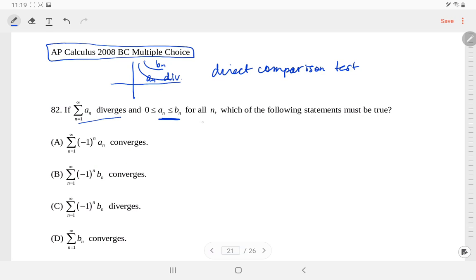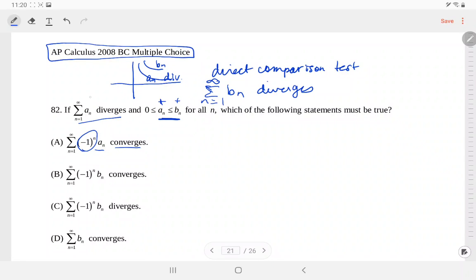Well, I would say by the direct comparison test, BN diverges. And are they positive? Yeah, they're positive. Okay. So BN diverges. Interesting. Does the alternating series converge? Maybe, maybe not.